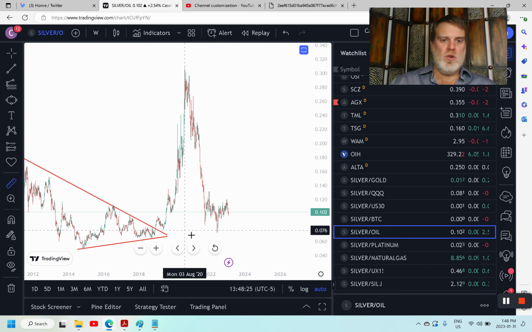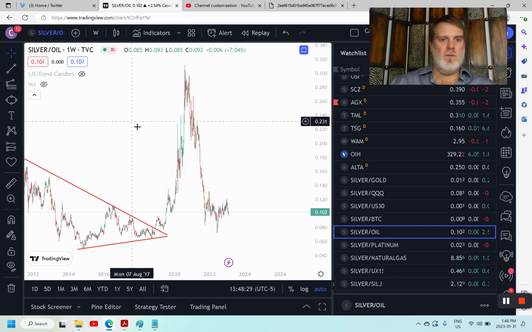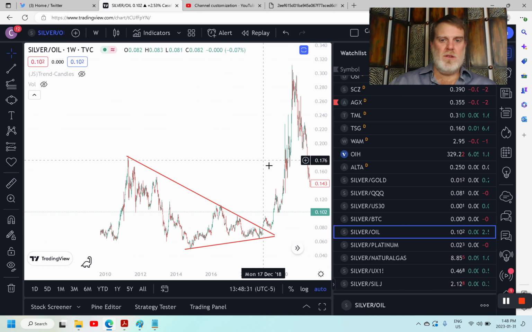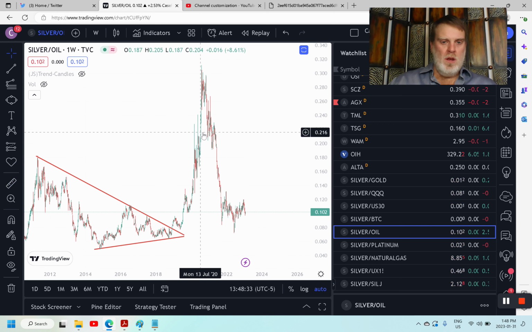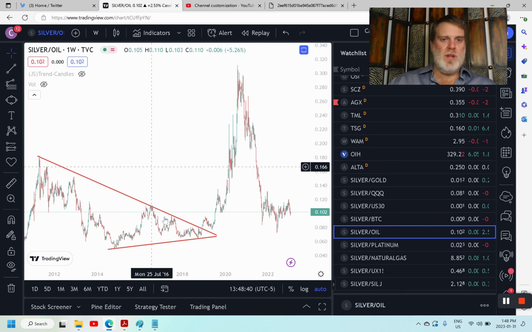If we look at it percentage-wise, that's 290%. The outperformance was massive, right? So silver was expensive up here, and then we came back down, and now we're retesting the bottoms.